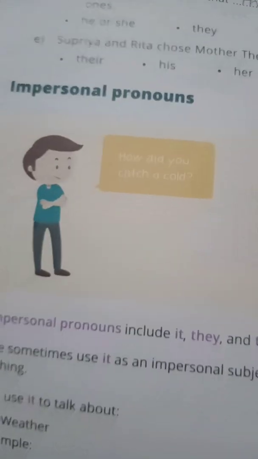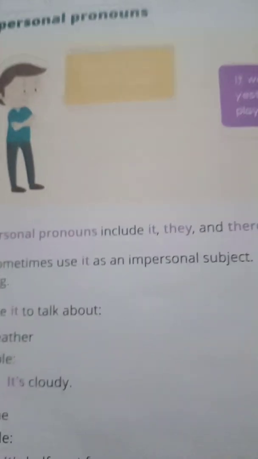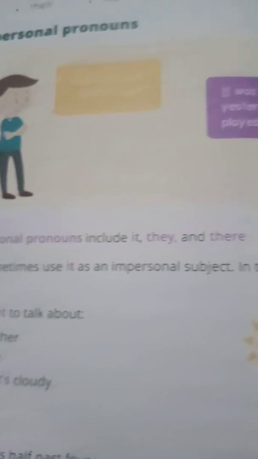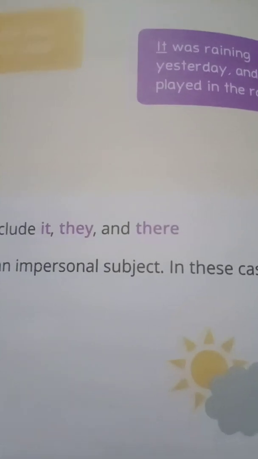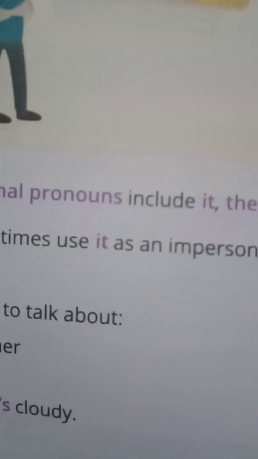So the next one, moving ahead with the types of pronoun, is impersonal pronouns. Now what are impersonal pronouns? Only 3 pronouns are used in it, that are it, they and their. Only these 3 pronouns are termed as impersonal pronouns. Why do we use only these 3 pronouns as impersonal pronouns? Because in these cases it doesn't mean a person or a thing.